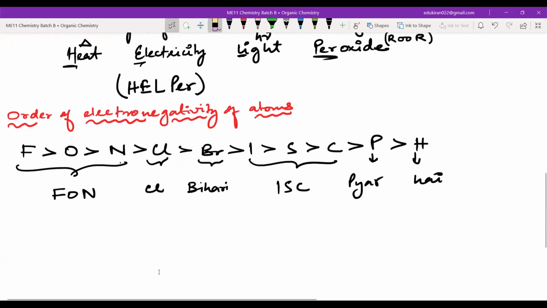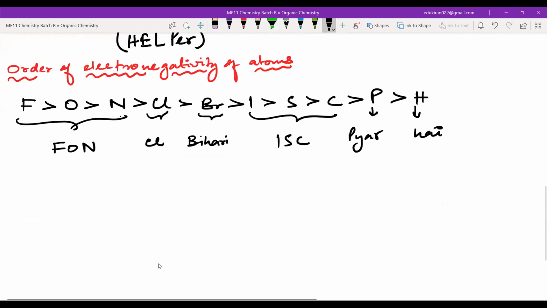Okay, two more points regarding the arrows.